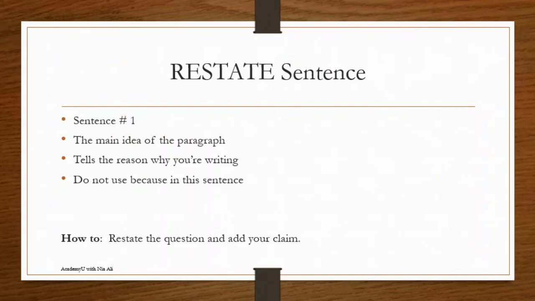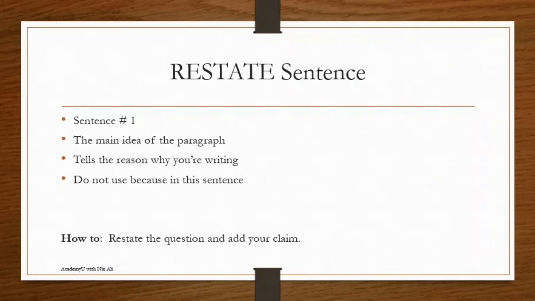In your Cornell Notes, on the right-hand side, you're going to start with restate sentence. Be prepared to add your bullet points. Restate sentence. That is the first sentence of your paragraph, and basically, it is the main idea of your writing. What that means is it tells your reader the reason and the purpose of why you are writing. It tells your reader the reason why you're writing and addresses the writing prompt.